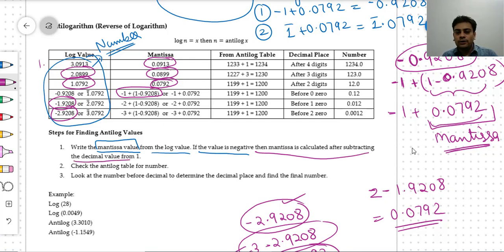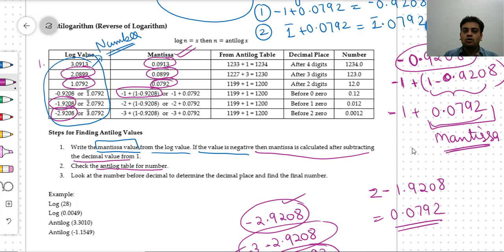So once you get the Mantissa value, this particular column shows my Mantissa values for all my log values, right? Then we'll check the anti-log table for the number. What we need to check from the anti-log is the Mantissa value. In the previous case we checked the number, but here we will check the Mantissa, and then we find the number by looking at the anti-log table.